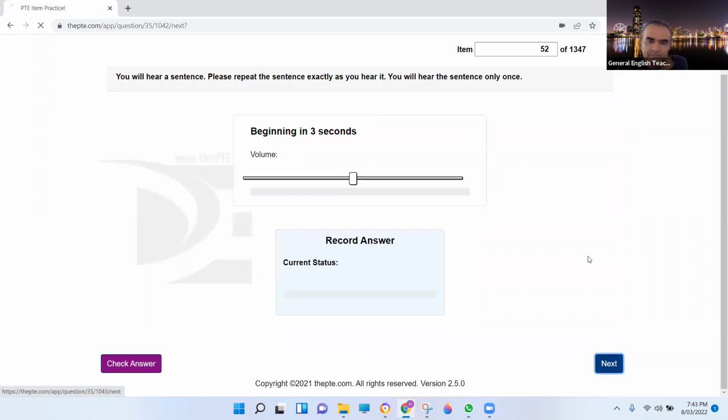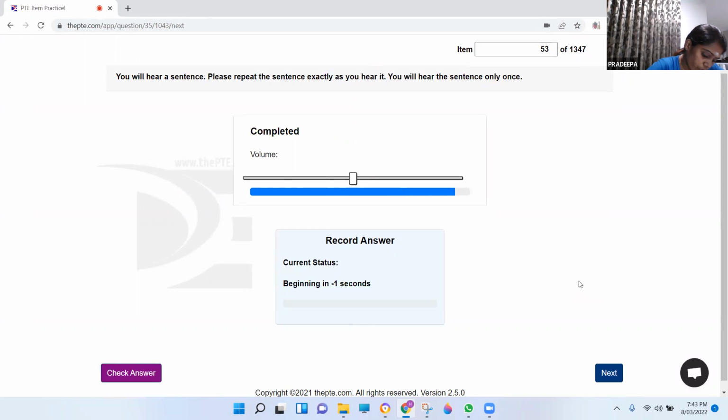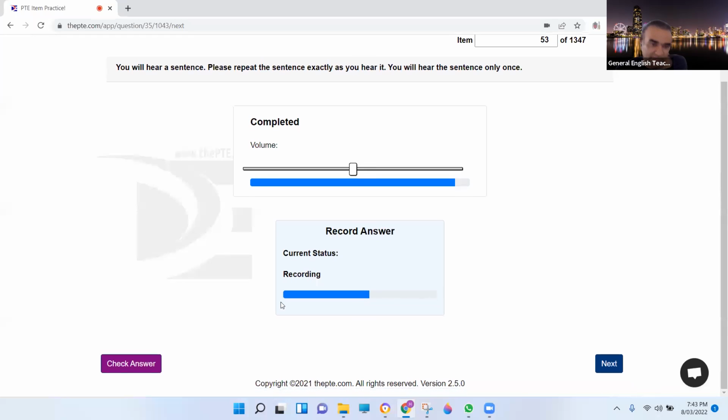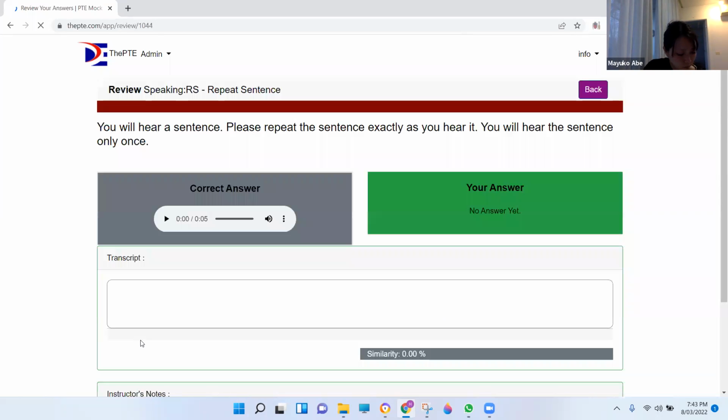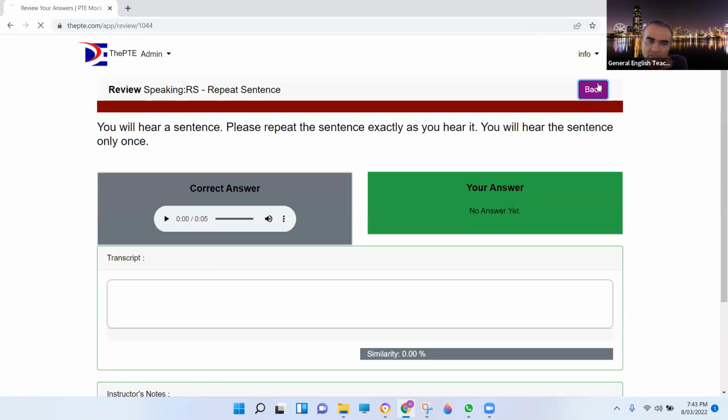Pradeepa. If you want to quit the student union, tell the registrar. If you want to quit the student union, tell the register. Very good. If you want to quit. Wait. If you want to quit the student union, tell the registrar. Registrar. Okay. Next. Mayuko.